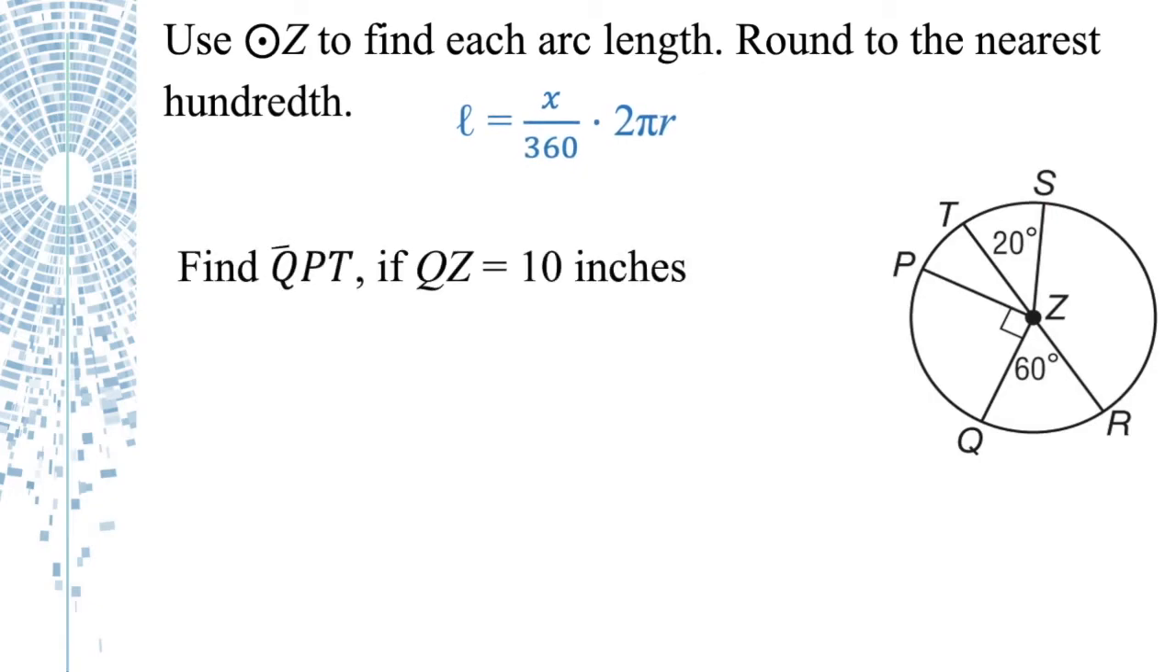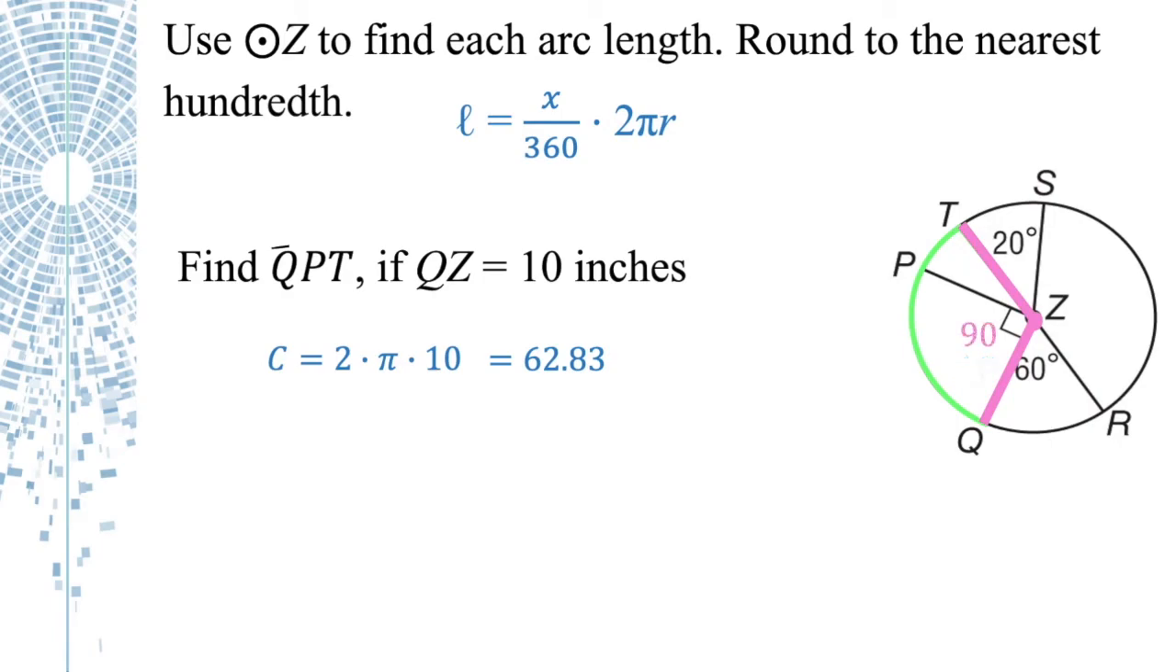So I need to find the measure of arc QPT if QZ is 10 inches. So QZ is the radius, and we know it's 10. So I can find the circumference of the circle by saying circumference equals 2 times pi times 10, which is about 62.83.